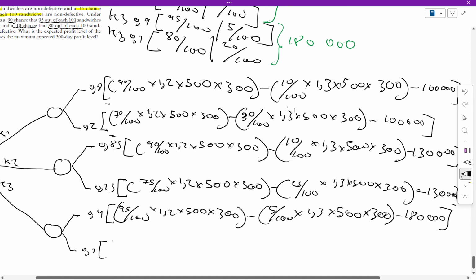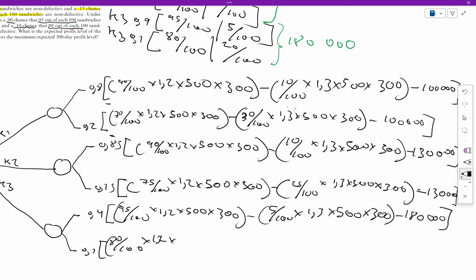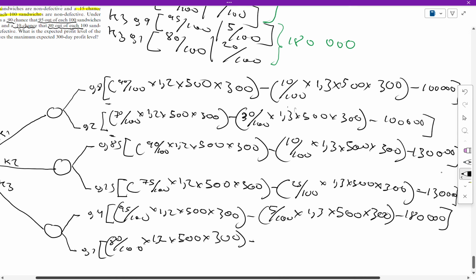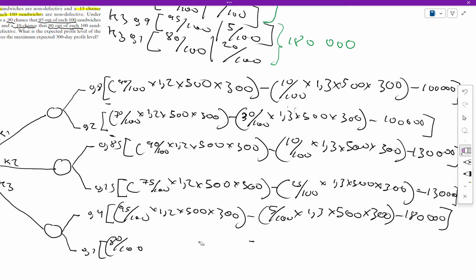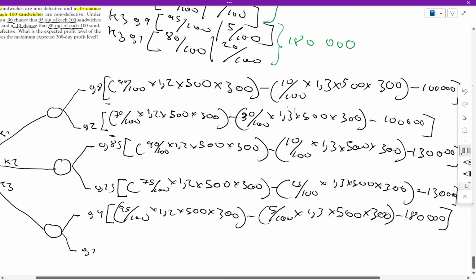Okay, then we are having 80 over 100 multiplied by 1.2 multiplied by 500 multiplied by 300 minus, it's starting to float now. I need to be able to still write an answer here. So I cannot just close myself in the corner.